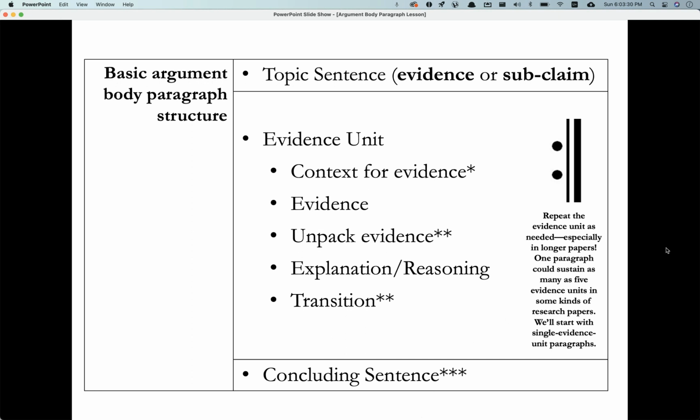And this symbol over here means repeat in the world of music. That's why I included it here. So just know, this chunk of stuff can repeat several times. It could repeat once, so 2 evidence units. It could repeat 5 times in a giant research paper paragraph or a book chapter. So it's almost infinitely iterative if that's what the argument mandates.